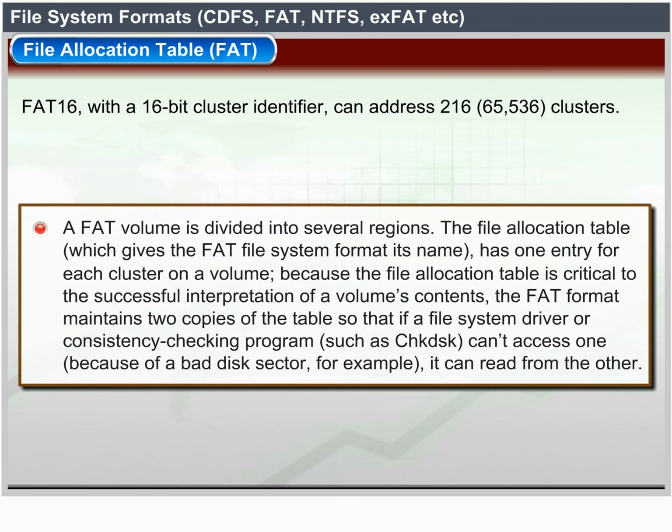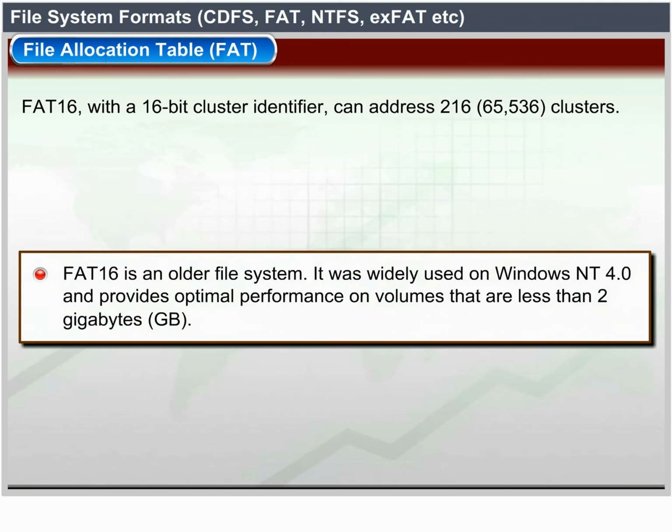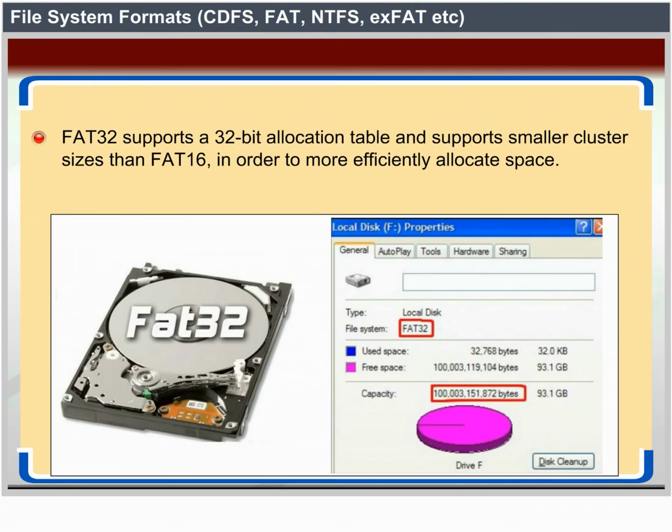FAT16 is an older file system. It was widely used on Windows NT 4.0 and provides optimal performance on volumes that are less than 2 GB. FAT32 is the version of FAT introduced with Windows 95 OEM Service Release 2 (OSR2) and Windows 98. FAT32 supports a 32-bit allocation table and supports smaller cluster sizes than FAT16 in order to more efficiently allocate space.